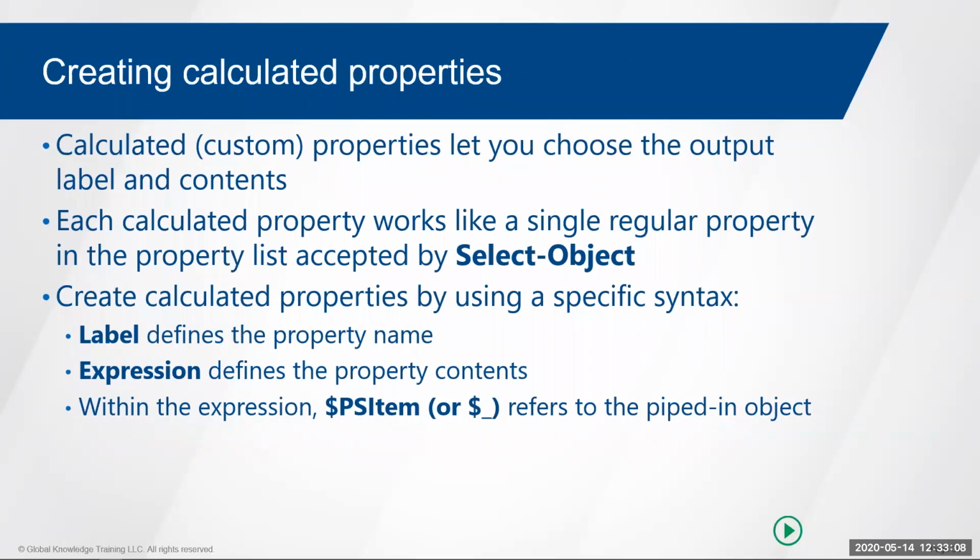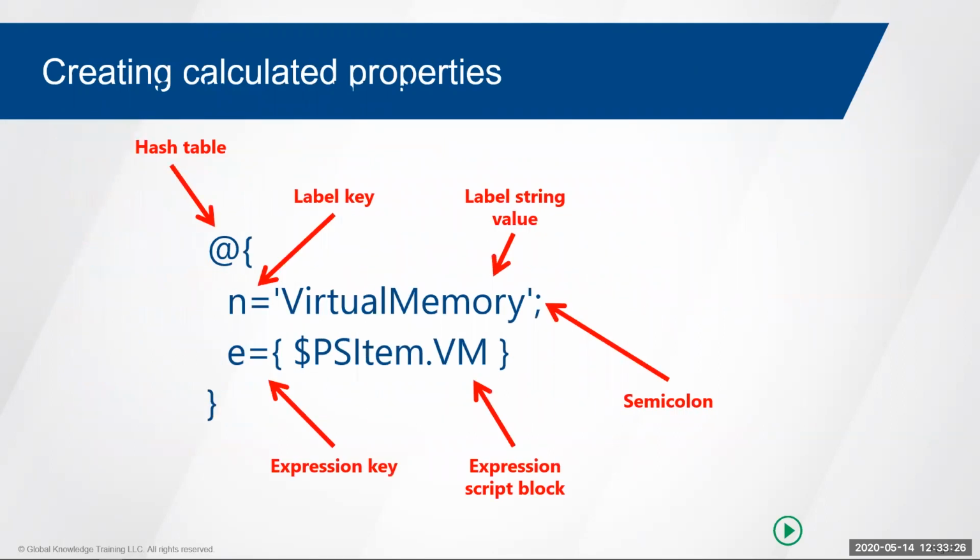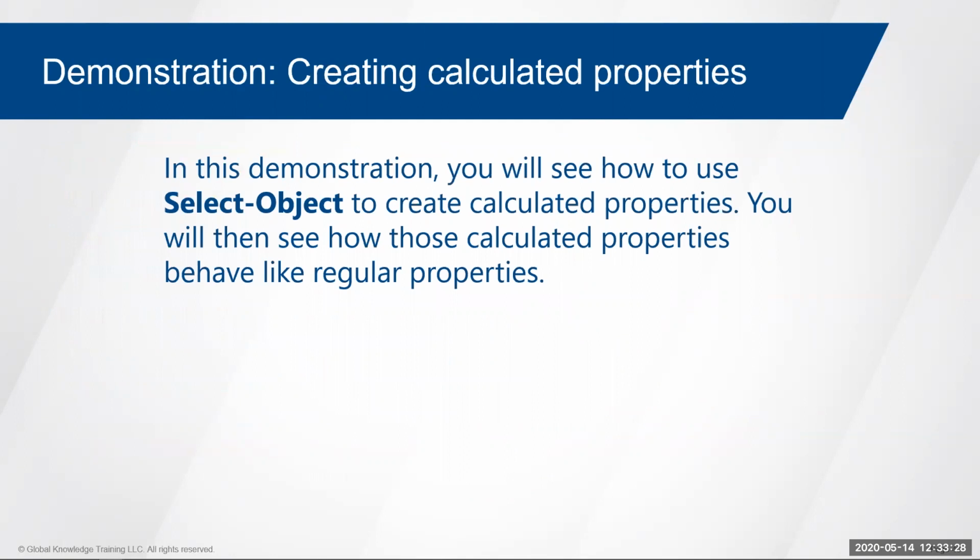So I just want to finish this up now. We've looked at what we call a hash table. The label or the name defines the property we're creating, and the expression defines the contents. And we can use either $PSItem or the representation $_, which is the equivalent of $PSItem as well. So we looked at the hash table, very useful for that.